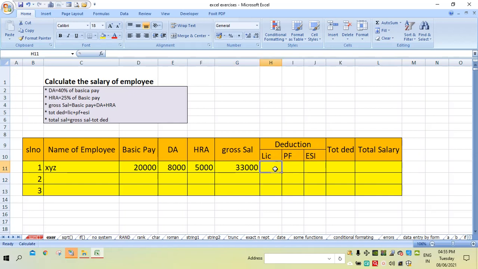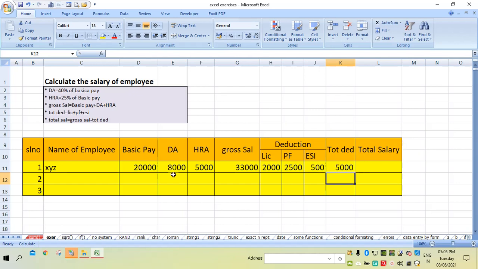For example, LIC he may deduct 2,000, Provident Fund say 2,500 and ESI may be 500. Then the total deduction can be done here by adding LIC, PF and ESI. So total deduction is equal to the LIC value, then Provident Fund, then ESI. So it is H11, I11 and J11. So total will be 5,000.